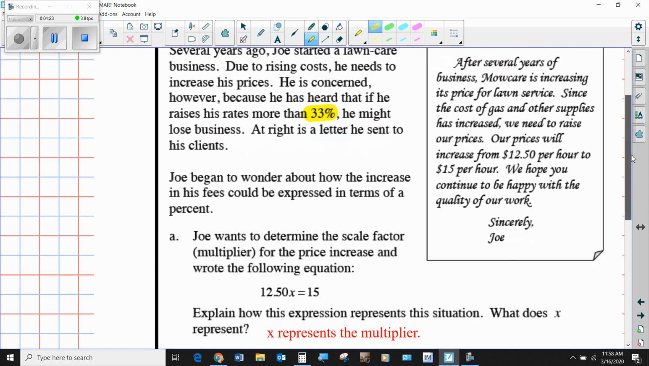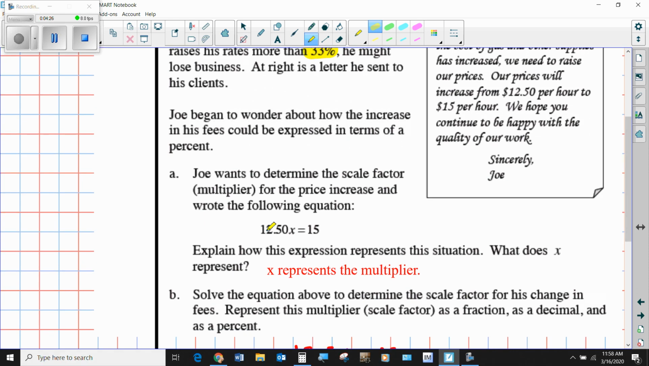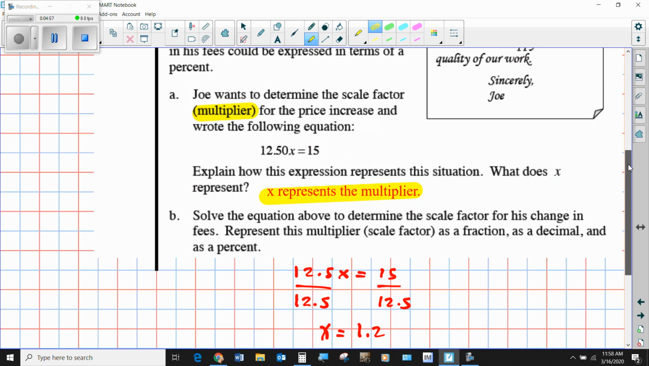So here we've got an equation for part A that says $12.50 times X equals 15. So what does the X represent in this situation? That's the number that you're multiplying times $12.50 to give you 15. So X is the multiplier in this particular situation. So go ahead and copy this equation down and solve for X. Pause the video, and then when we come back, we'll talk about the process. Okay, now we're back. Hopefully you did everything.